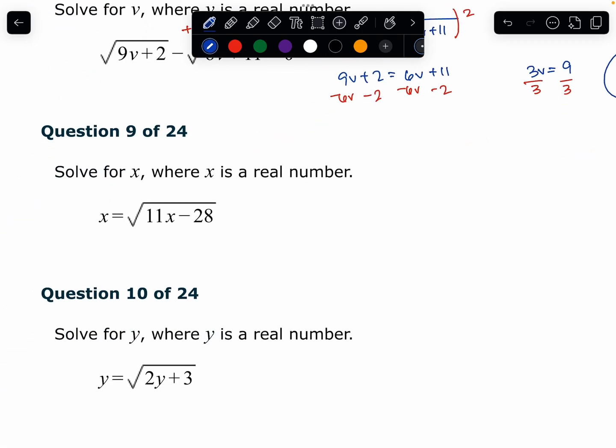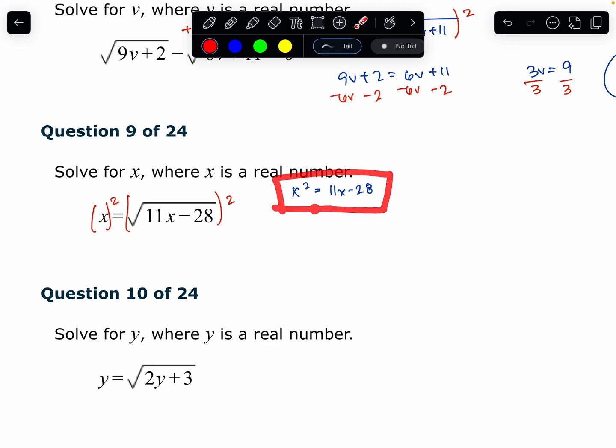For 9, all right, so this one is going to be a little bit different because we have a variable on the left side and a radical on the right side. Now, it's not really going to be too different for the first step. We're just going to square both sides. On the left side, you'll get x squared. On the right side, you'll get rid of the radical, so you're going to have 11x minus 28. But now, we have turned this equation into a quadratic. We have a quadratic expression.